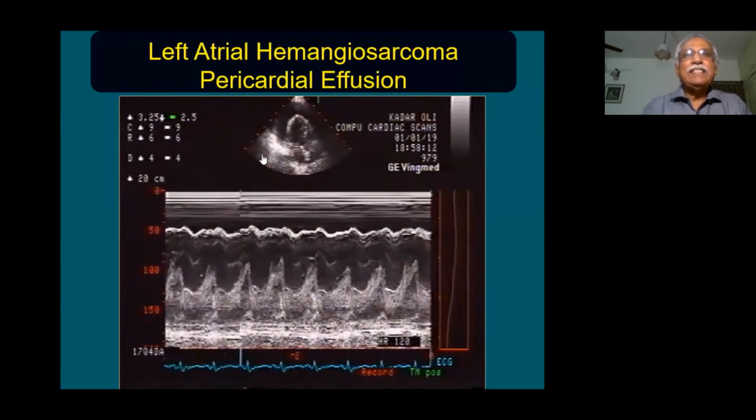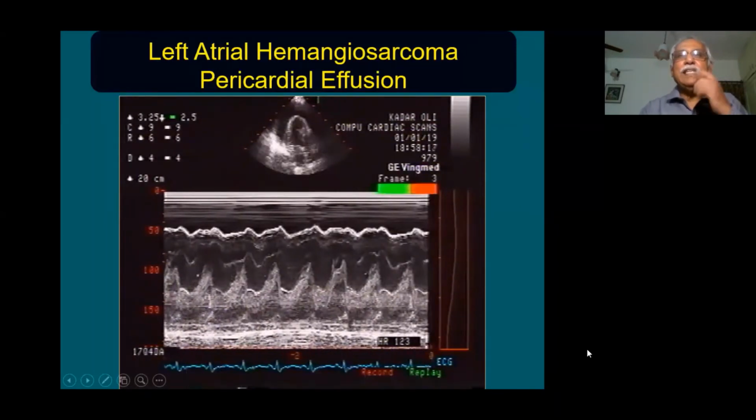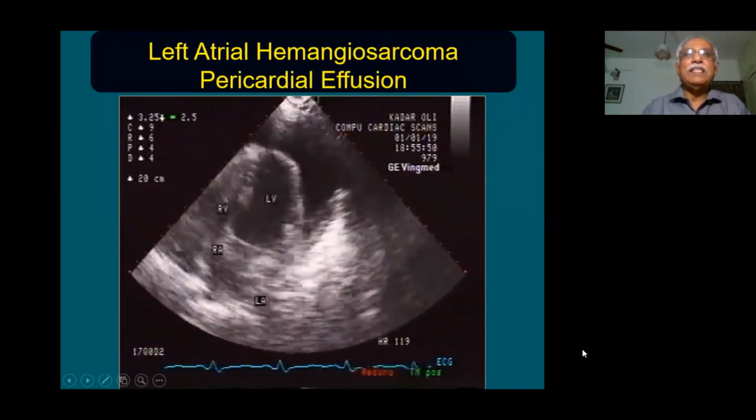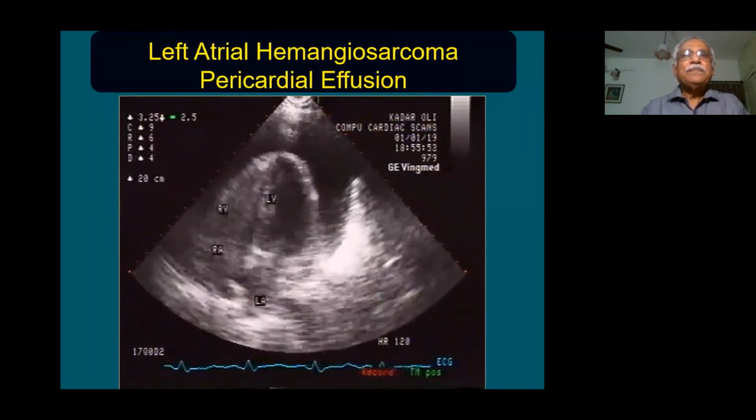So in the next case, a left atrial mass with a large pericardial effusion, we were immediately able to diagnose it as an angiosarcoma, and it was proved to be an angiosarcoma.